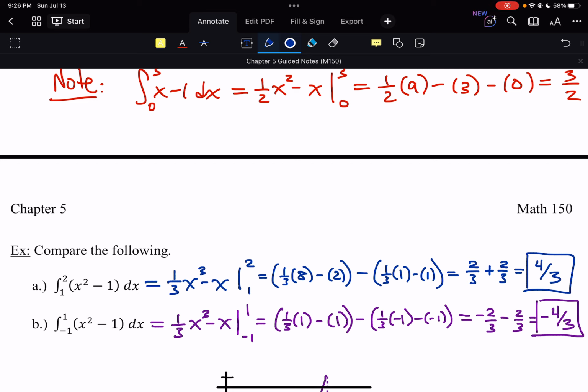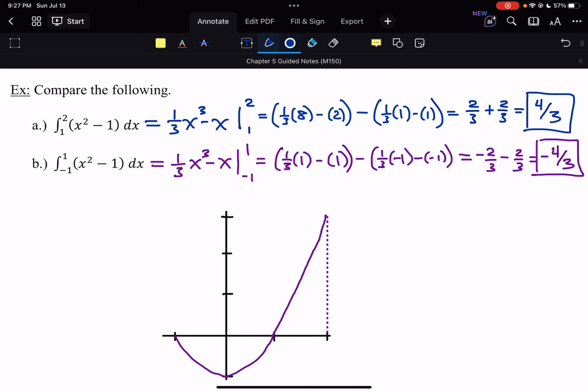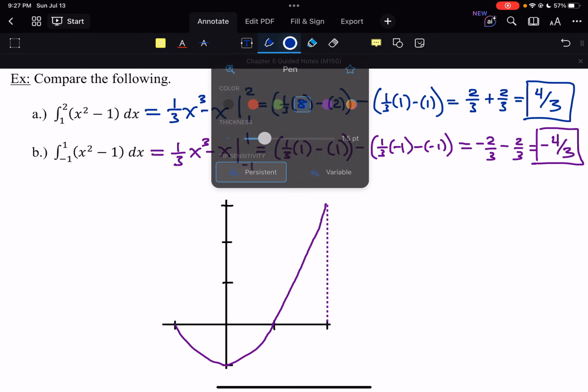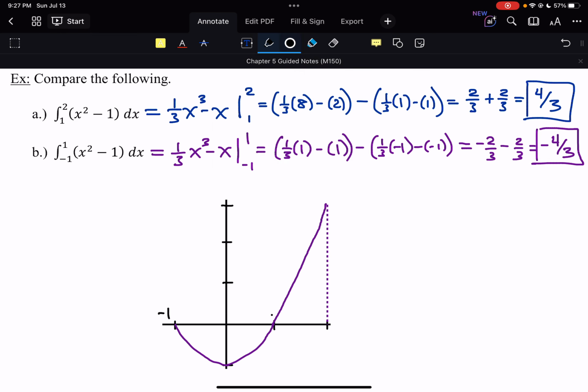So we got the integral from 1 to 2 of this function is 4/3. The integral from negative 1 to 1 of this function is negative 4/3. So I have the graph here already for us. Here we have negative 1, 1, and 2. So part A was asking us the value of the integral from 1 to 2. So that's this area right here. This is what we found in part A.